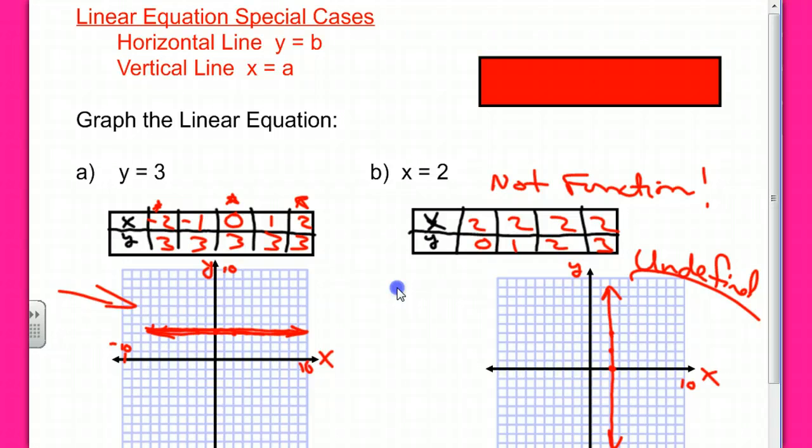So horizontal lines take on the model y equals some constant, b. Vertical lines also have that same model, but now x equals some constant.